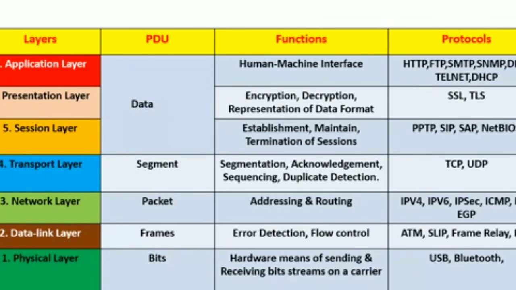In this transport layer, the data will be transmitted in segments using TCP and UDP. Proper sequencing, segmentation, and acknowledgement, all these things are carried out by the transport layer.